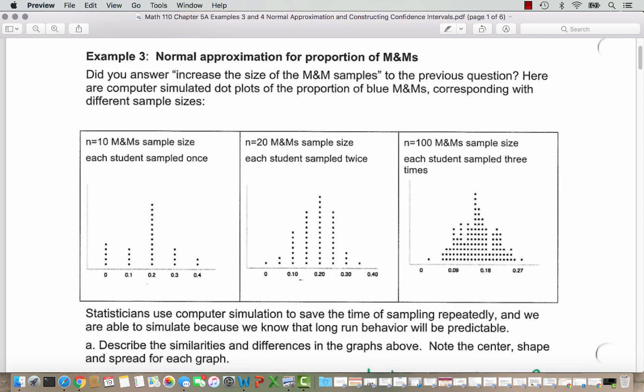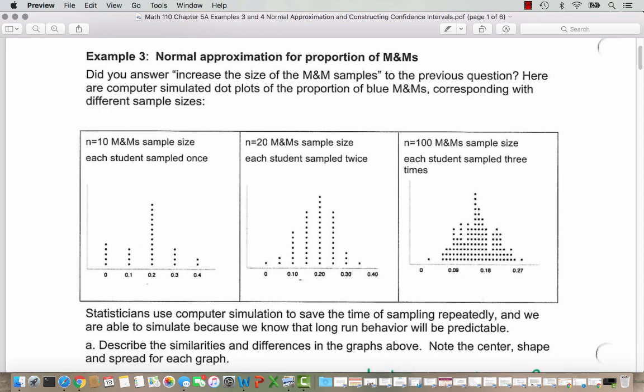So here are some computer simulated dot plots of the proportion of blue M&Ms corresponding with different sample sizes. In the first graph, n equals 10 is the sample size of M&Ms, and each student sampled once. So this is similar to the graph that we looked at from a different class, but we see the dot plot here has a center around 0.2 or 2/10.